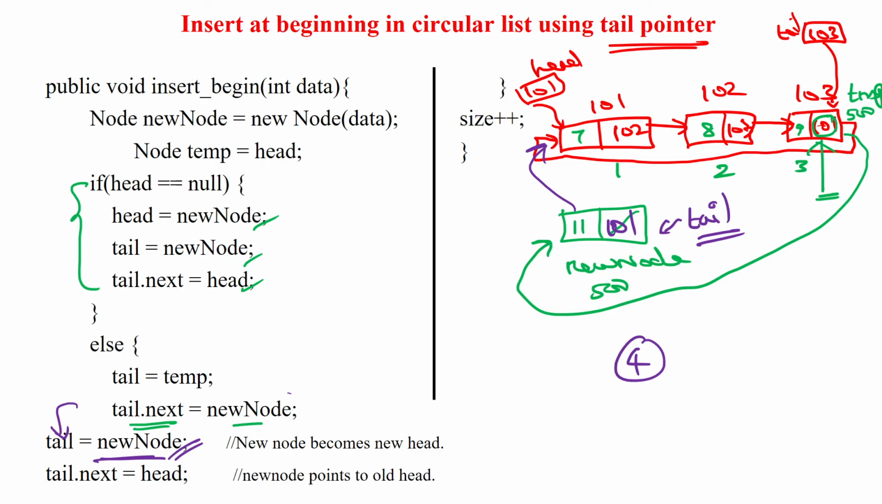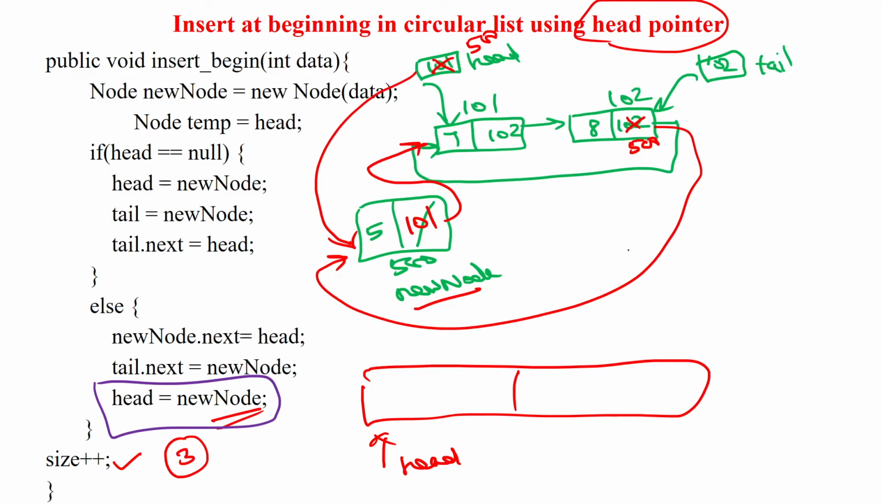So here the time complexity is order of 1 because we are using the tail pointer to access the list, and we are adding the new node at the front of the list. Here also the time complexity is order of 1. The new node is added at the front of the list.